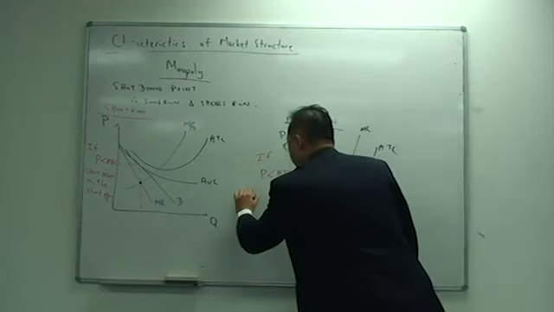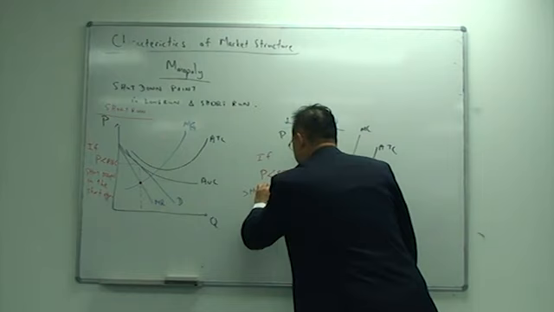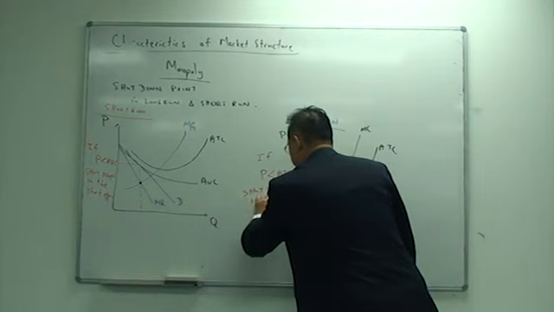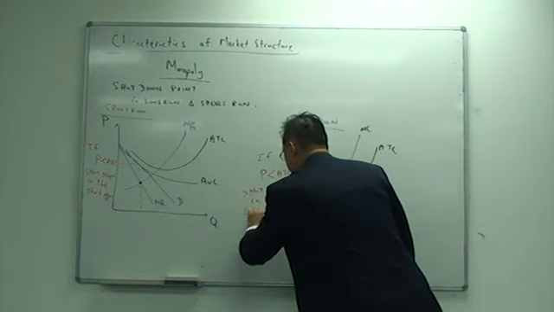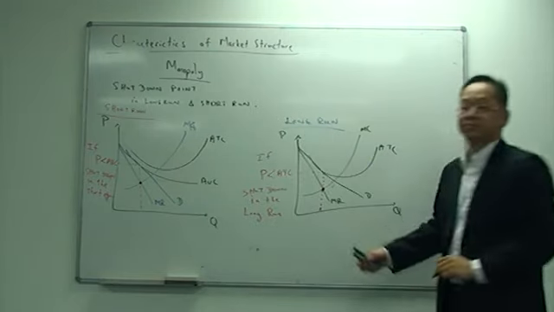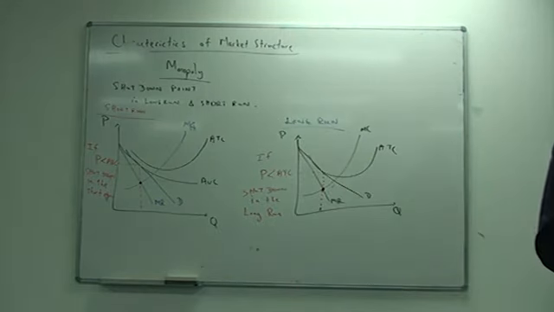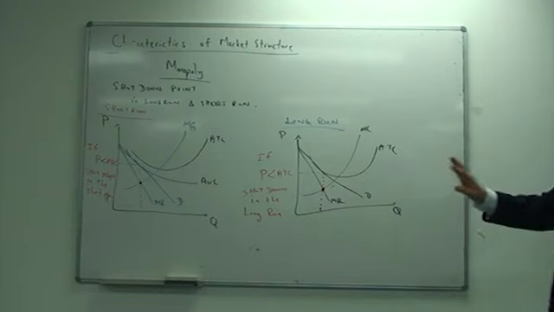So shut down in the long run. It makes sense as well, because in the long run, if you can't even cover your average total cost, you keep losing money, isn't it? Will you have to close down now? Yeah. Okay. Long run. Okay. So these are the two conditions for monopoly in the short run and long run.